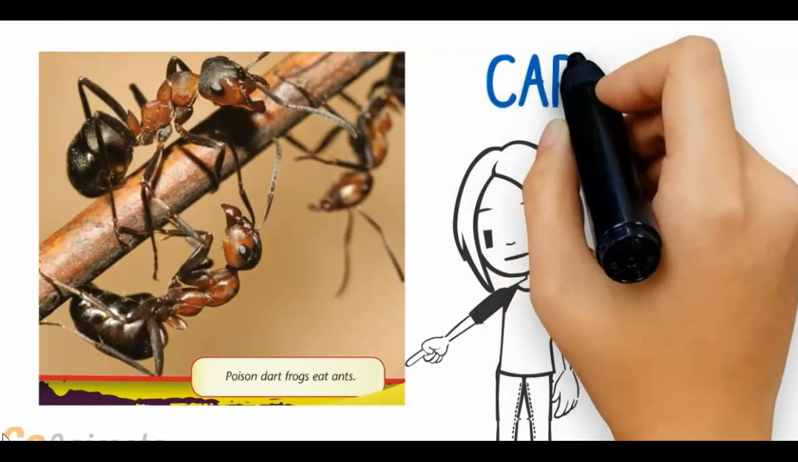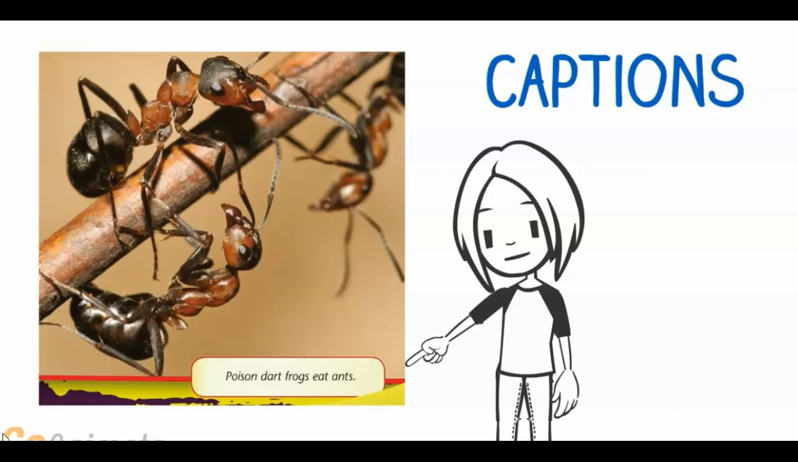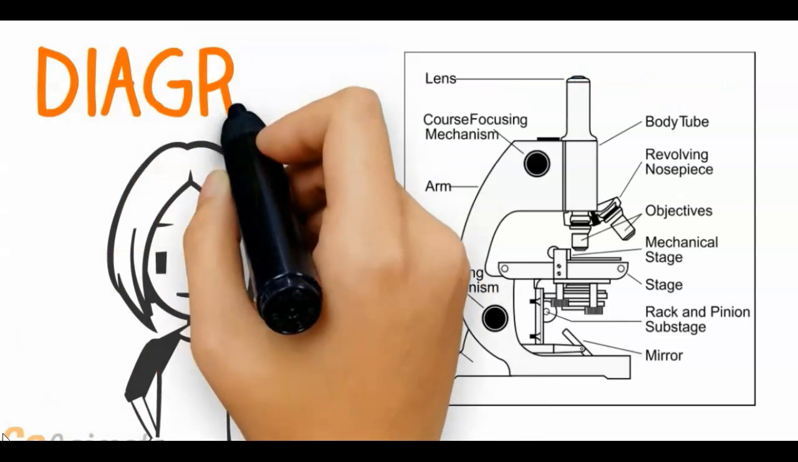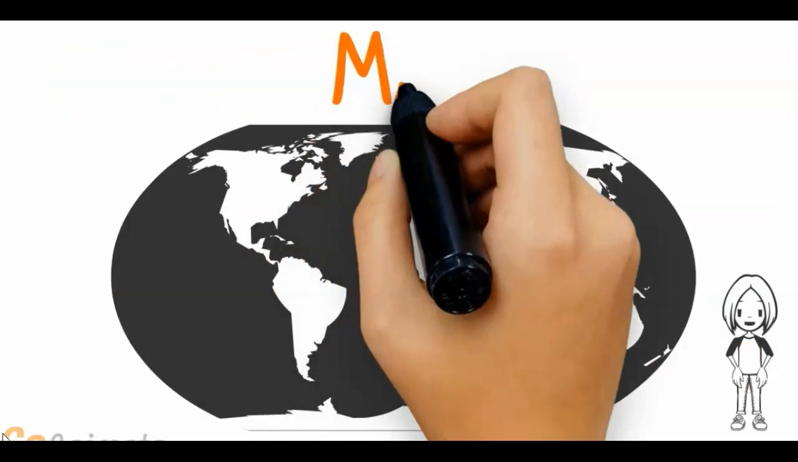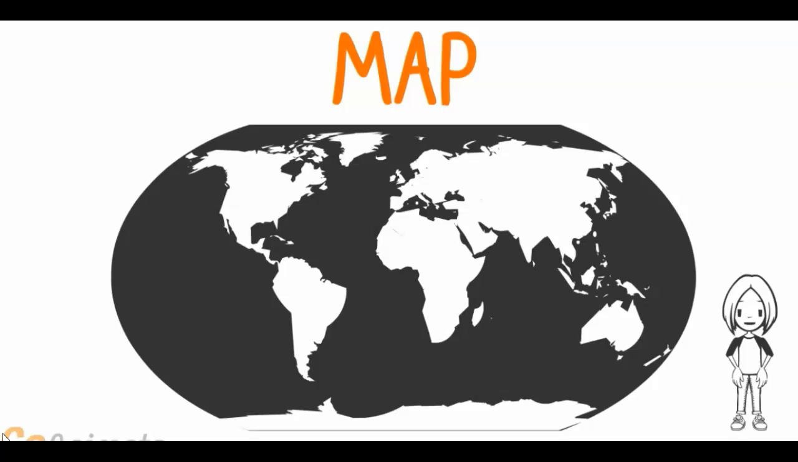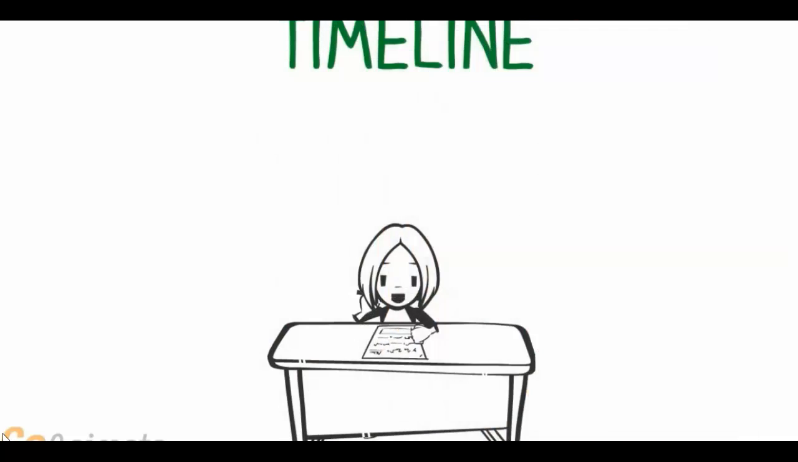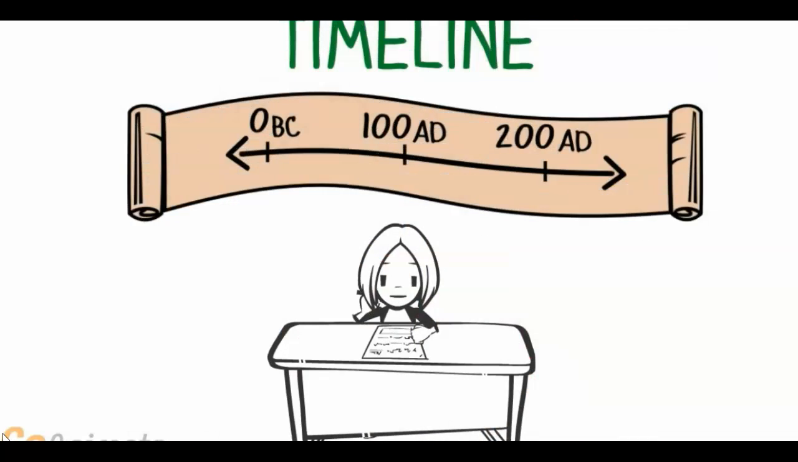Photographs and illustrations often have captions underneath them. Captions give more information about the picture. A diagram is a simple drawing that shows the parts of something or how it works. Diagrams have labels that tell you what each part is called. Some nonfiction materials have maps. A map shows where something is located. A timeline shows the order of when things happened. Timelines are often used with historical events.